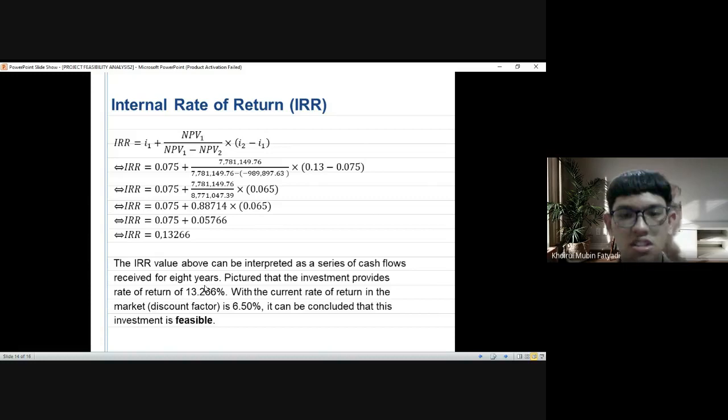It means that the investment provides a rate of return of 13.266%. With the current rate of return in the market, the discount factor is 6.50%. It can be concluded that this investment is feasible.